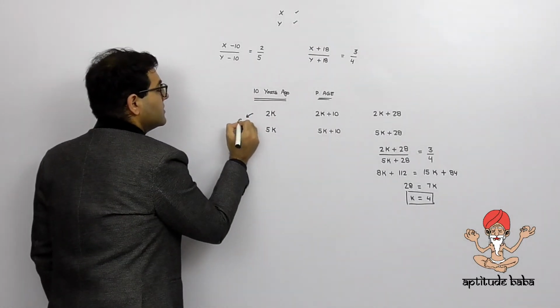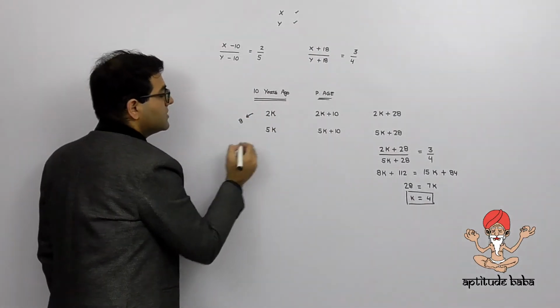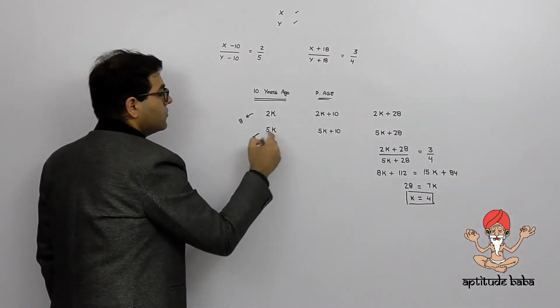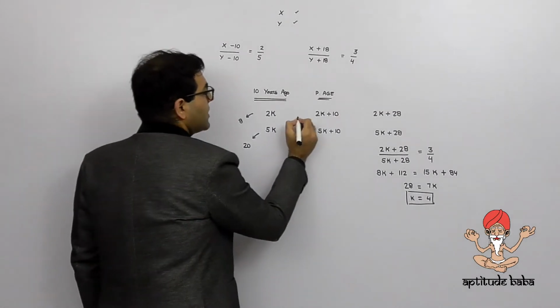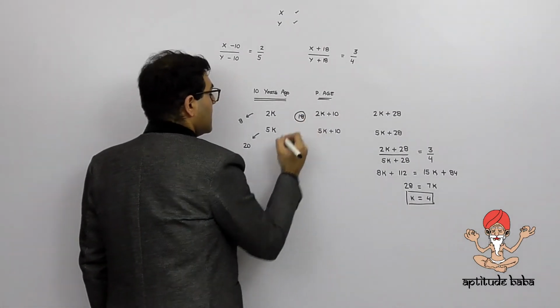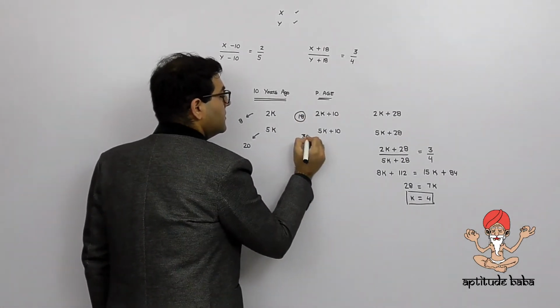Now if I've got the value of k as 4, can I say their ages 10 years ago would have been 8 years, 2k is 2 into 4, 8 years, and 5k, which is 5 into 4, 20 years. Their present ages should therefore have been 18 and 30.